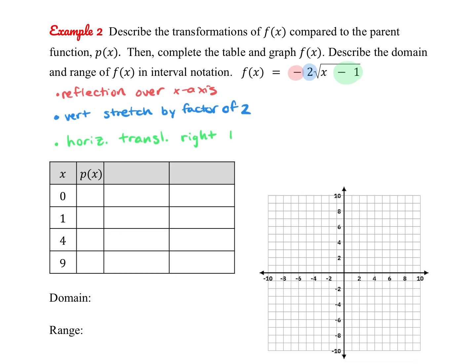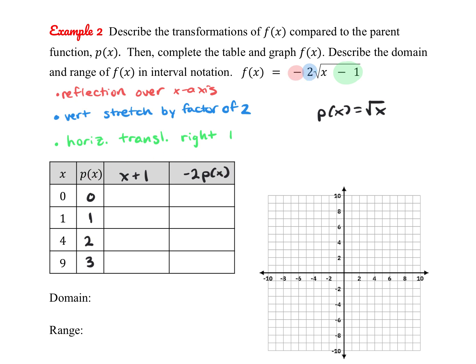So again, my parent function I can see should be the square root function. So we'll use those same coordinates from before. And then the only horizontal change I have is going to the right one. So I'm going to add 1 to x. And then I have these two vertical changes. I have the reflection and the stretch. So I'm going to multiply the y values from my parent function by -2.